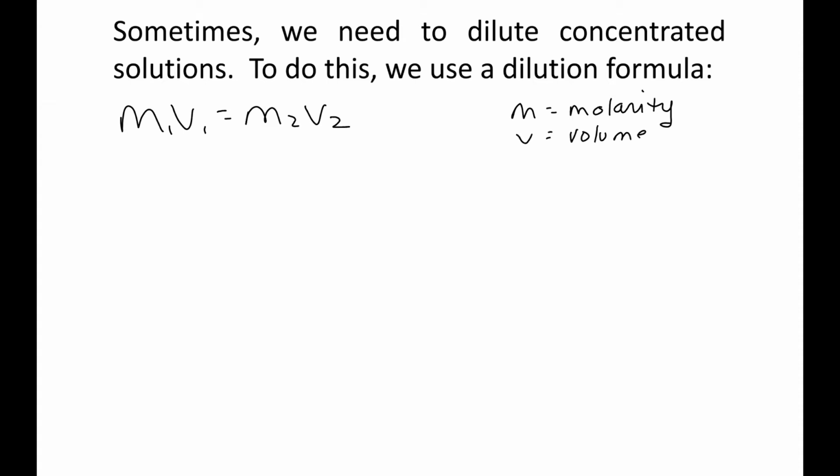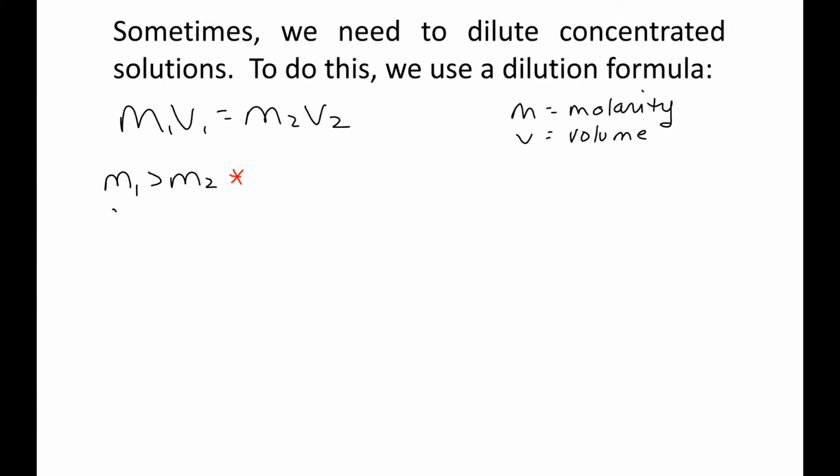Now, when you're doing dilutions, there are two key things to keep in mind to check your answers. First off, M1 has to be greater than M2. If it's not, because you're diluting it, when you dilute it, you're having fewer and fewer moles per liter. You're increasing the volume, so your molarity has to go down, otherwise you're doing this wrong.